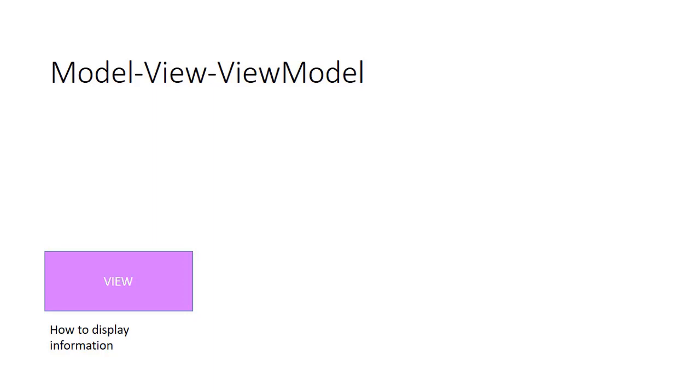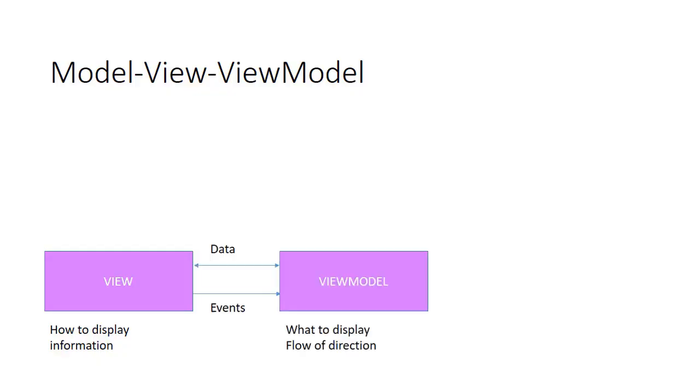This view could be anything. It could be Xamarin Forms pages, it could be an Android XML file, or it could be an iOS storyboard file. It's just how you display the information. Then we have the view model, and we will see how the data and events are flowing here. Your view model is the abstraction of what you want to be displayed. It handles how data is flowing to and from your view.